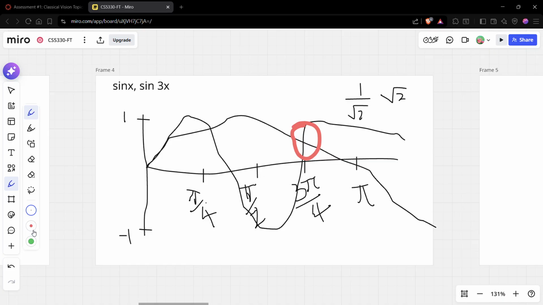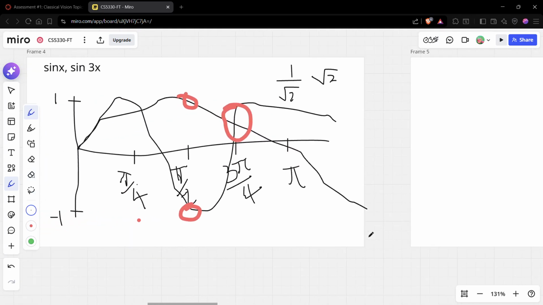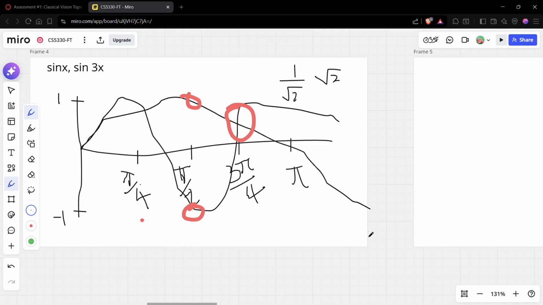But if I take both of the functions at pi by 2, this one at pi by 2, it will be like this. So we can see that sine x at pi by 2 is 1, as opposed to sine 3x, which is 0. So if we were to take the addition of both of the functions, they would just cancel out each other, and there would be no resulting wave from that.